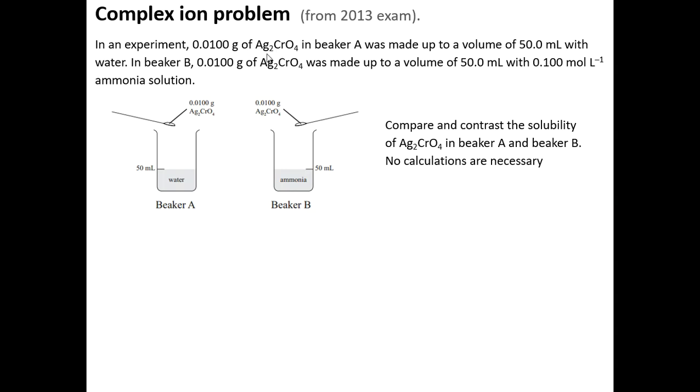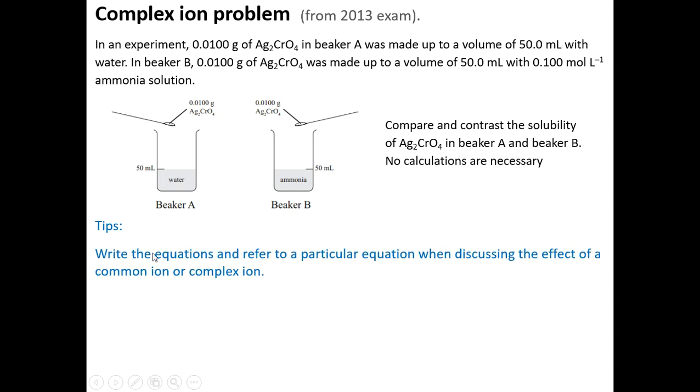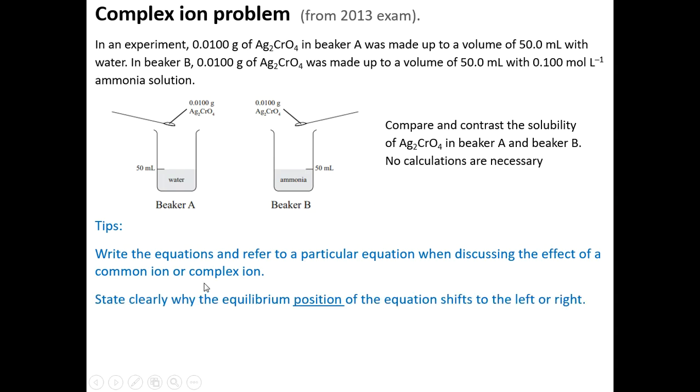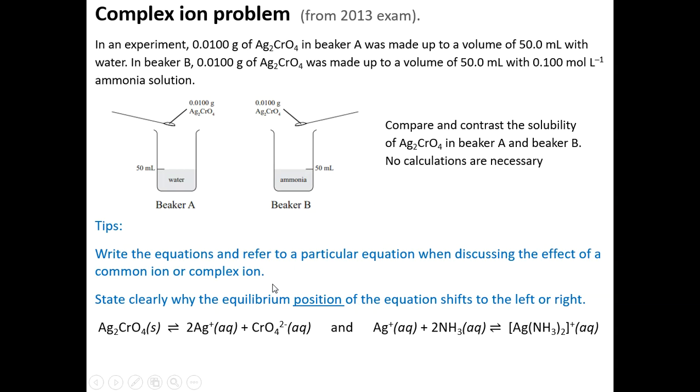So here's an example of silver chromate in water, or there's another one with silver chromate and ammonia. Now, whenever you see ammonia or hydroxide, think complex ion. So the next step you do is you think of equations, so you can discuss the effect of the common ion or the complex ion, and you must explain why the position shifts to the left or the right.